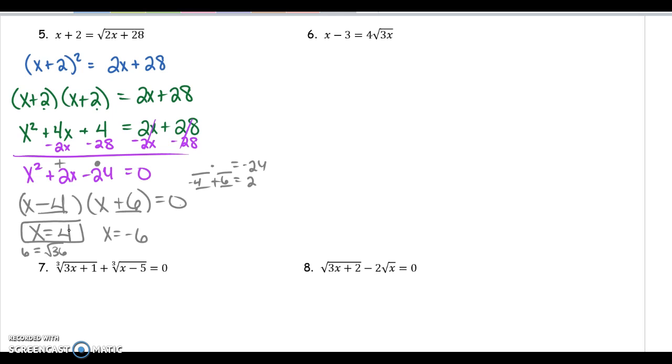Now let's plug in negative 6 and see what happens. What is negative 6 plus 2? Negative 4. What is 2 times negative 6? Negative 12. Negative 12 plus 28? 16. Is the square root of 16 equal to negative 4? Okay, pause.